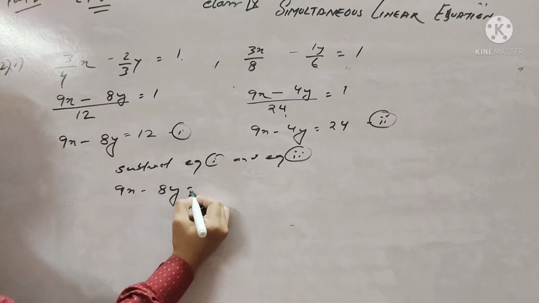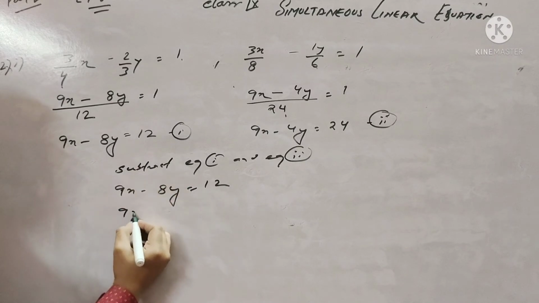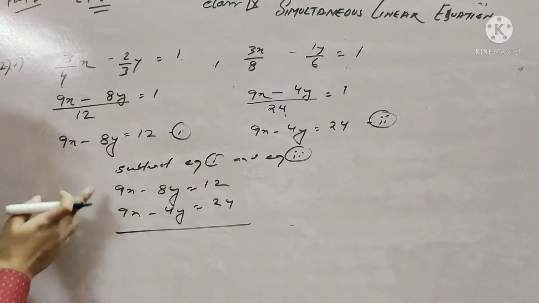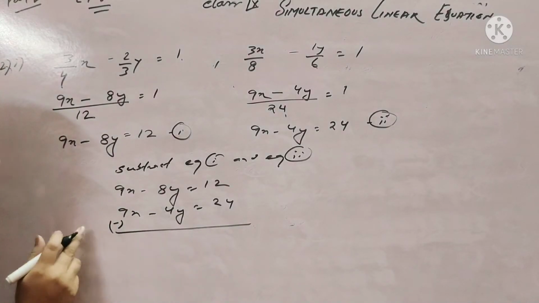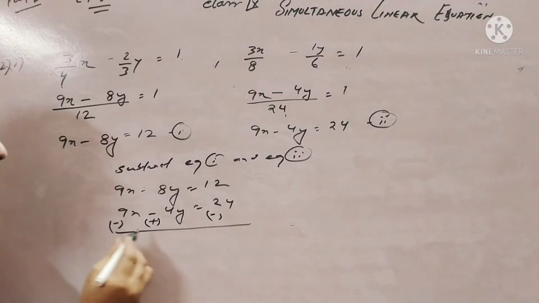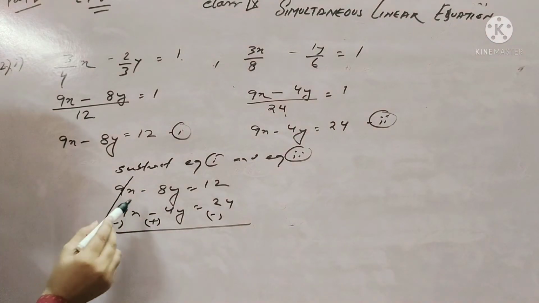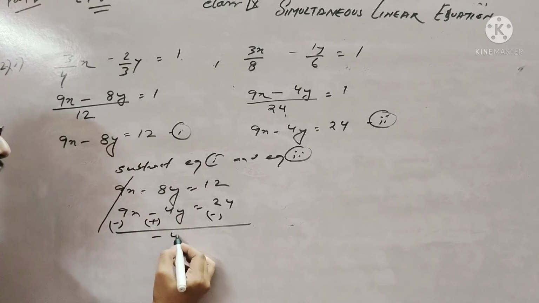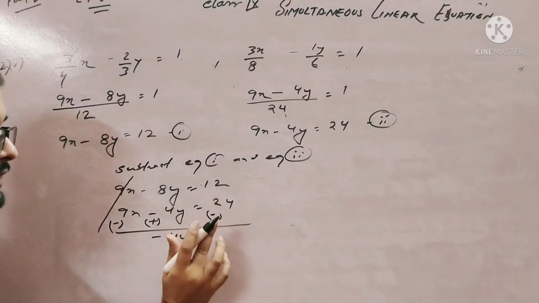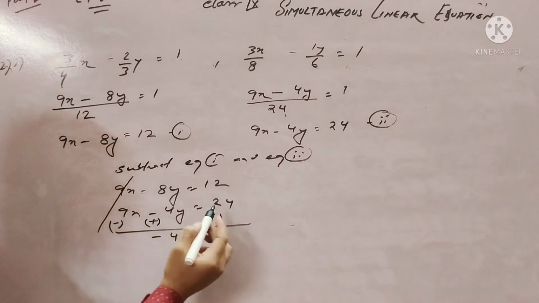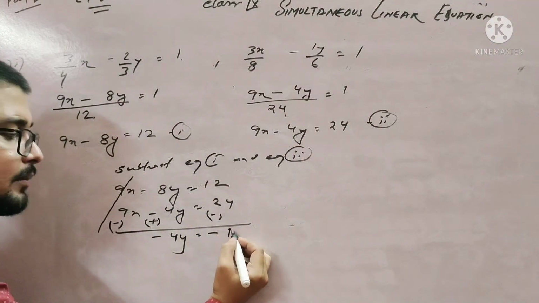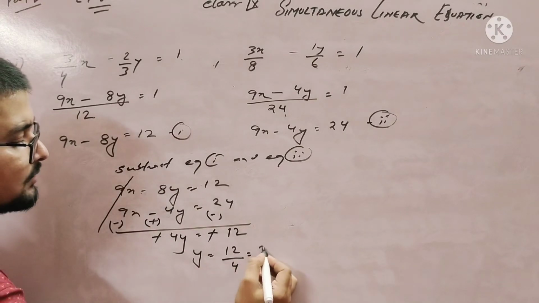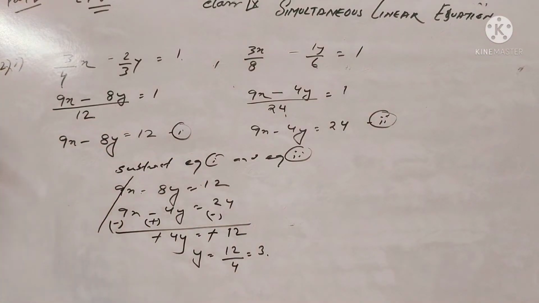You see 9x minus 8y equals 12 and 9x minus 4y equals 24. This 9x is equal, so if you apply subtraction, the signs change. 9x minus 9x cancels; minus 8y plus 4y gives minus 4y; 12 minus 24 is minus 12. So minus minus cancels, y equals 12 by 4, that is 3. So the value of y is 3.